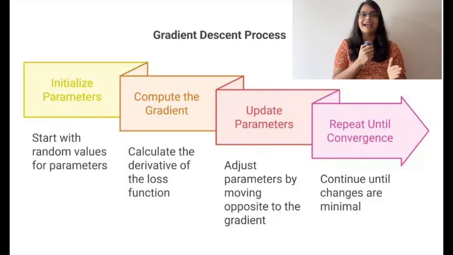So loss tells you how wrong you are. Gradient tells you how to fix it. Gradient descent updates parameters. Repeat this many times and your model improves.